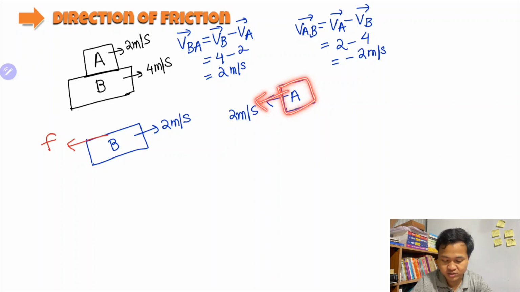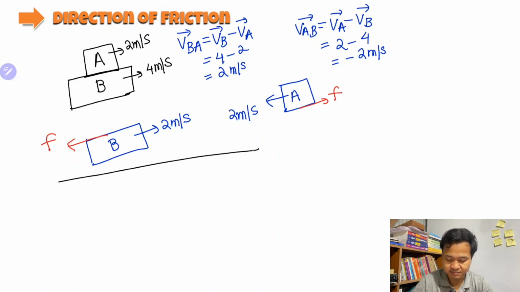Okay, A is moving towards the left, so the friction force will act towards the right. So this is how you draw the free body diagram direction of friction force.